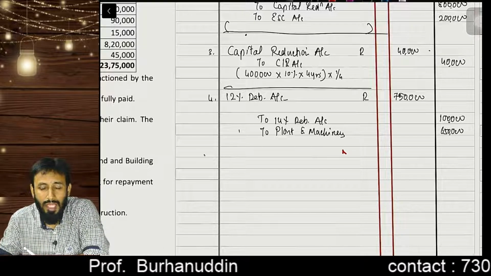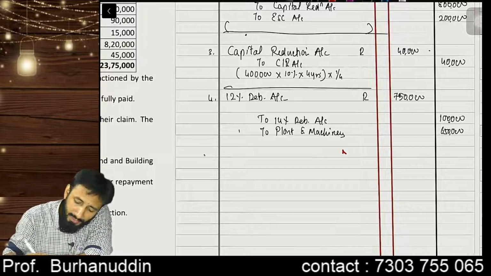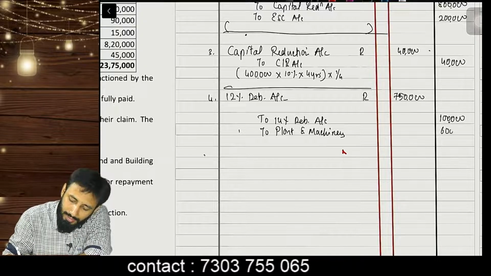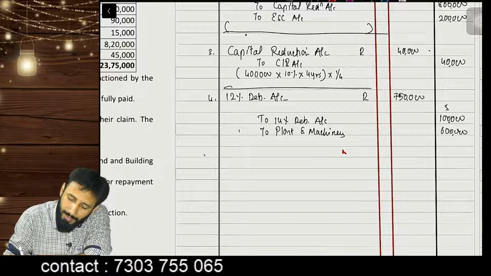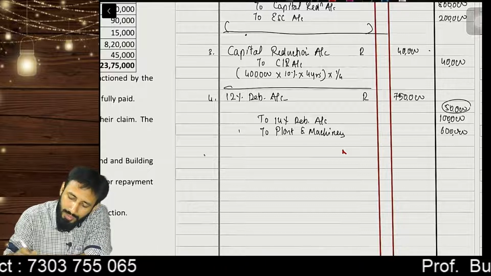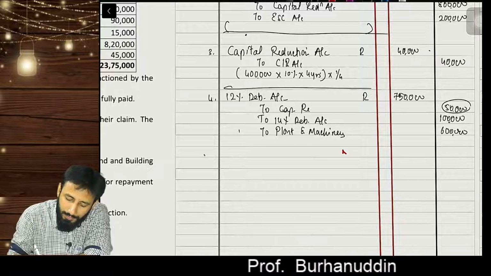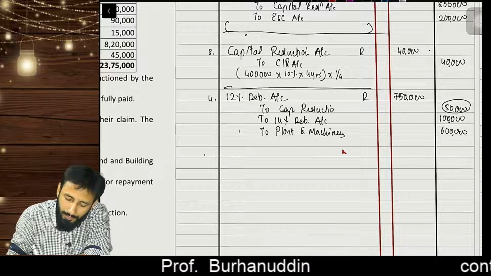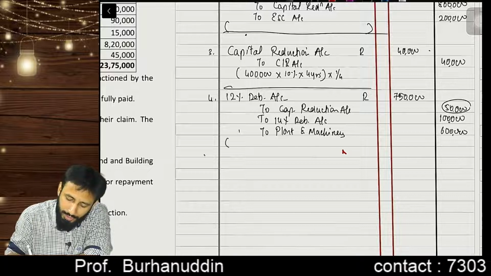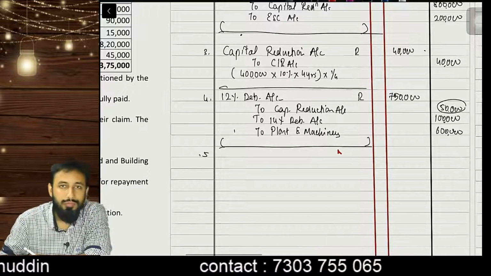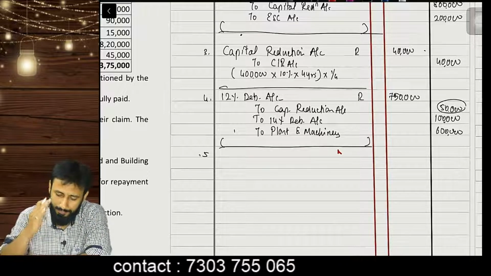6,50,000. But I cannot write 6,50,000 ना, the plant is of 6 lakh, so यहाँ पे मुझे 6 lakhs ही लिखना है. And the balance of 50, that becomes your profit, that is going in my capital reduction account. Do we understand that?